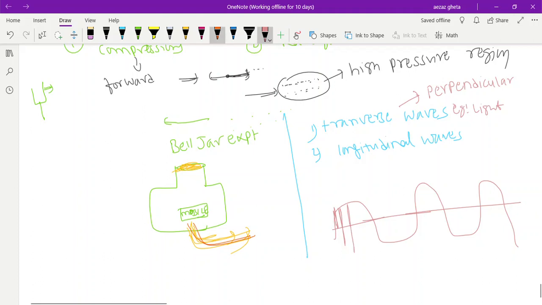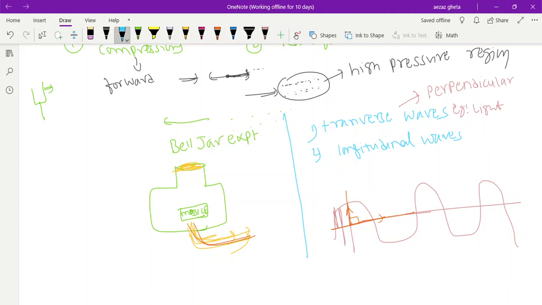So here this is the propagation, and the particles are vibrating in this way. If this is the vibration and this is the propagation direction, it is perpendicular, correct? So what is transverse? The wave in which particles of the medium vibrate perpendicular to the direction of propagation of the wave is called a transverse wave.